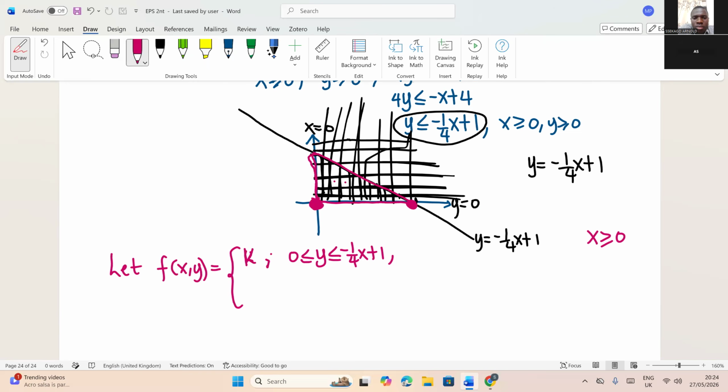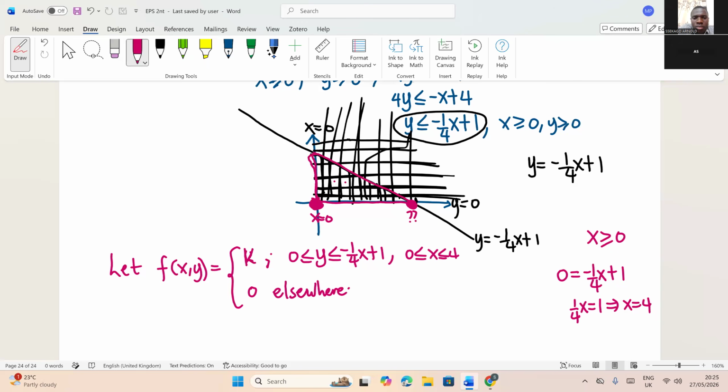The point, this is x equals 0. So we want to determine the x here. What is the x there? To determine the x there, y should be 0, because on that line, y is 0. So I'll have 0 equals negative a quarter x plus 1. So a quarter x equals 1, meaning that x is 4 for that case. So x starts from 0 and ends at 4, 0 elsewhere.